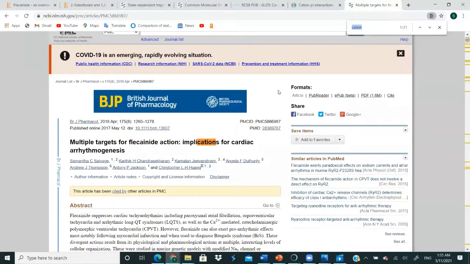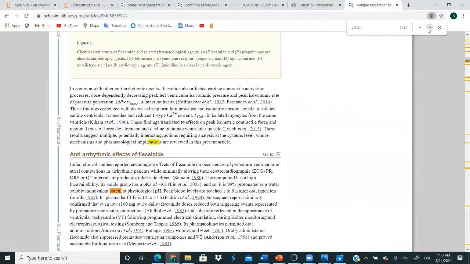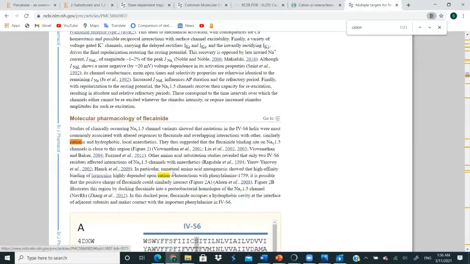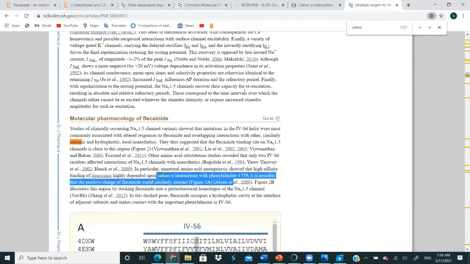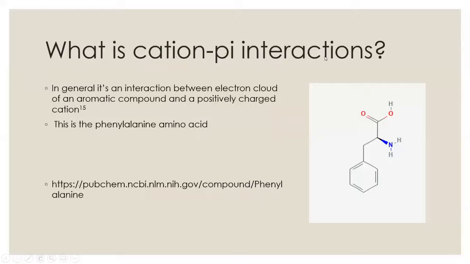Now, there is another type of interaction that's responsible for binding flecainide to the sodium channel. Now, according to this article that was written by these authors here, that type of interaction is called cation pi interaction with phenylalanine. Okay, so what is cation pi interaction? In general, it's an interaction between the electron cloud of an aromatic compound and a positively charged cation.